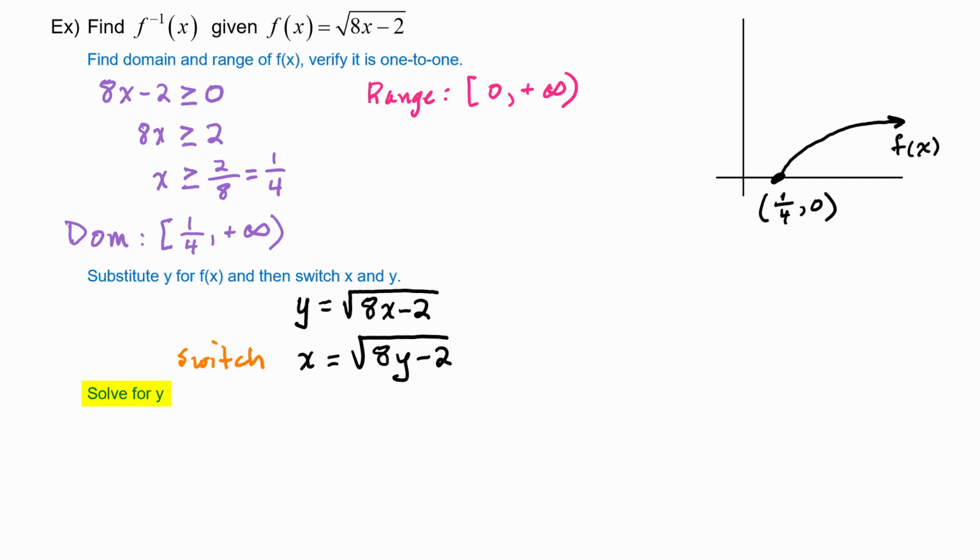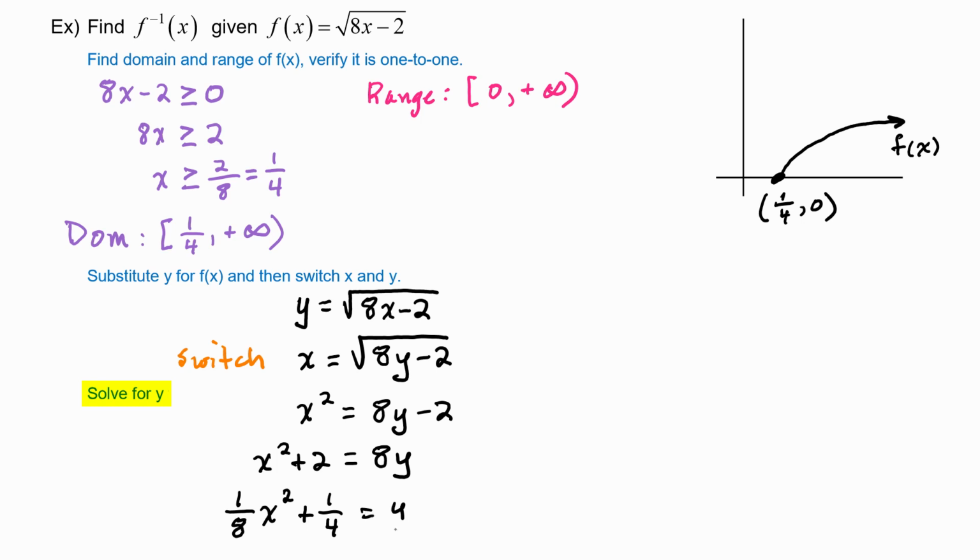Now step 3 says to solve the equation for y. So for this, to solve for y, we would want to square both sides. So now we have x squared is equal to 8y minus 2. Add 2 to both sides. We have x squared plus 2 is equal to 8y. And then divide both sides by 8. We would have 1/8 x squared plus 2 over 8, which we know is 1/4, is equal to y.